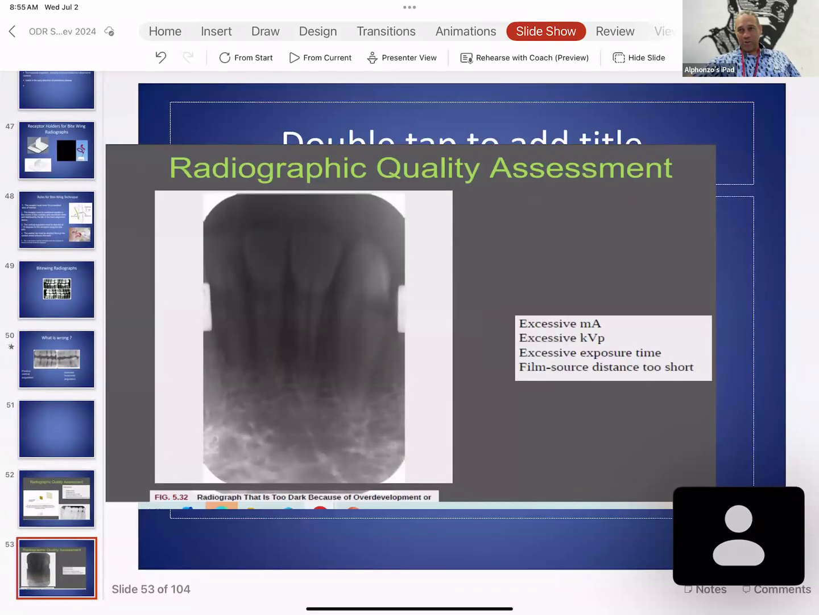So here is a shot of an excessive MA, excessive KVP, excessive exposure time. These are overexposed, and you can see the darkness of the film.